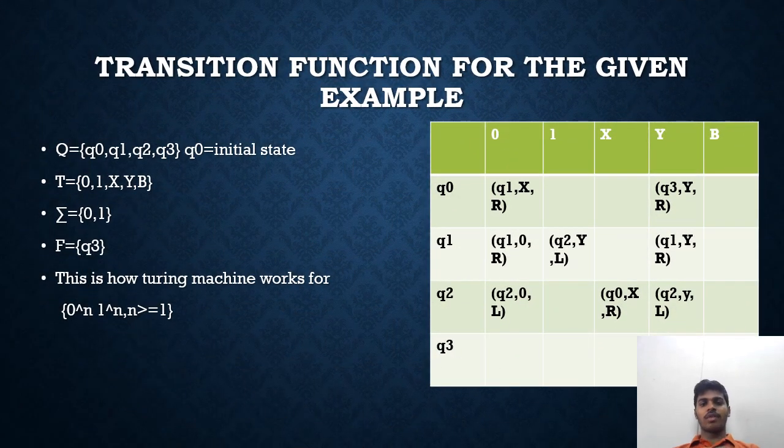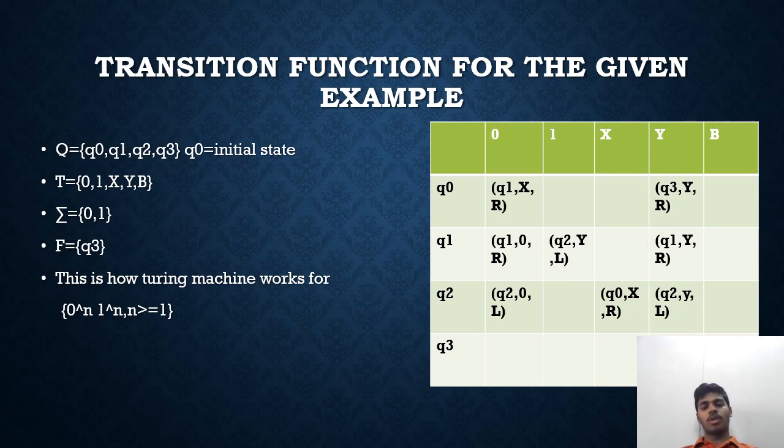This is the transition function for the given example, and q0, q1, q2, q3 represent the states, and 0, 1, capital X, capital Y, capital B represent the elements in the cells of the tape. Here capital Q represents the set of states, and capital T represents the tape conditions. Sigma represents the language, 0 comma 1 here. And here we have only q3 as a final state, not many.